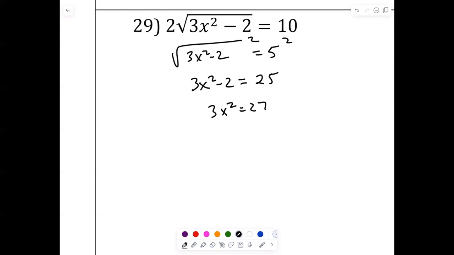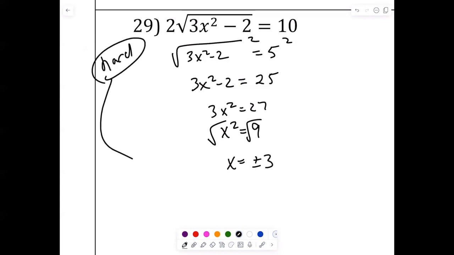No. Now what? Divide by 3. X squared equals what? 9. Now, how many solutions for a quadratic? 2. 2 solutions. So when I take the square root of x squared, you're going to say x is equal to plus or minus what? 3. This is another hard part right there. Remembering that it's plus or minus.